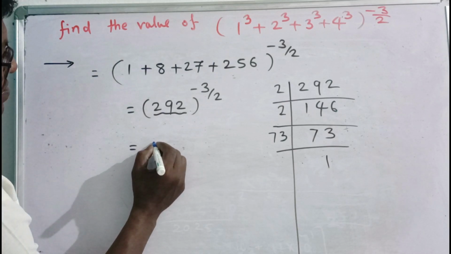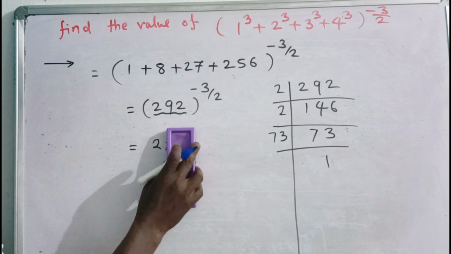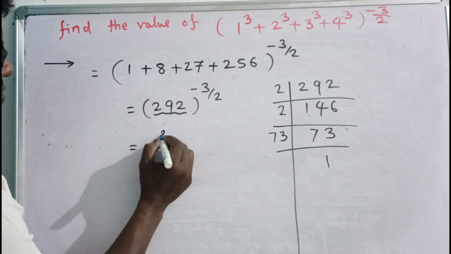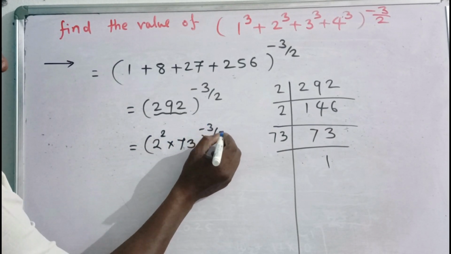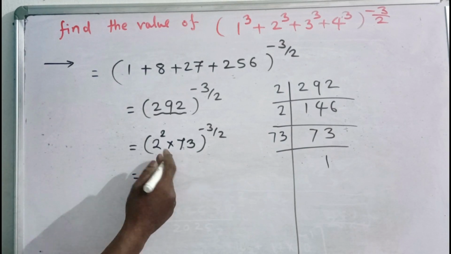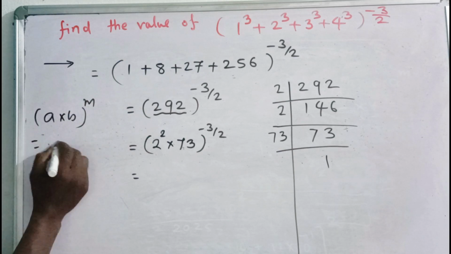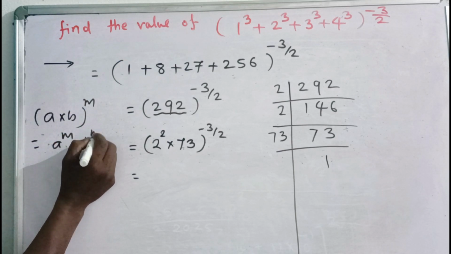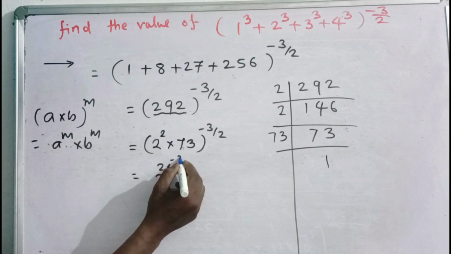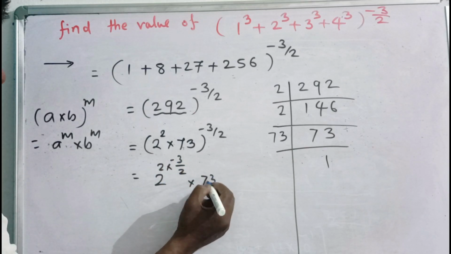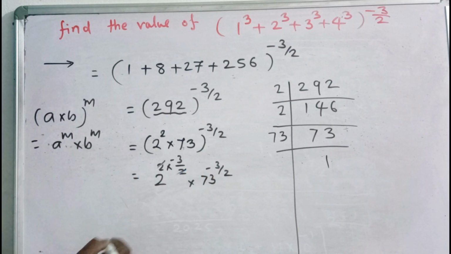No problem. 2 into 2 square into 73 raised to the power minus 3 by 2. Separate: a into b raised to the power m is nothing but a raised to the power m into b raised to the power m. Using this property here, 2 raised to the power 2 into minus 3 by 2 into 73 raised to the power minus 3 by 2. These two get cancelled here.